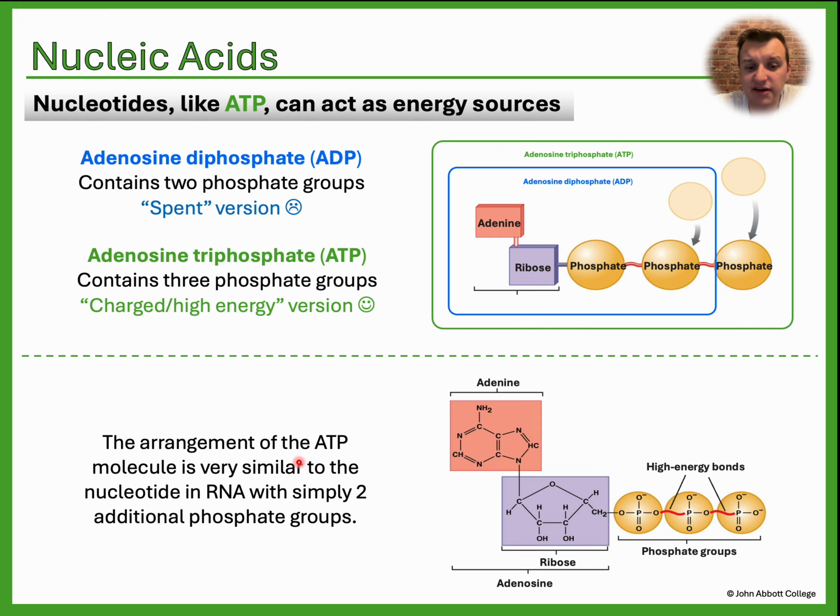An arrangement of the ATP. I want to look at this ATP, a very important molecule in our body. It is very similar to the nucleotide in RNA with simply 2 additional phosphates. So minus these 2 here, this is normally adenosine, right? But if I add 2 phosphates, then I get ATP. And I want to explain to you why it's a high energy molecule.